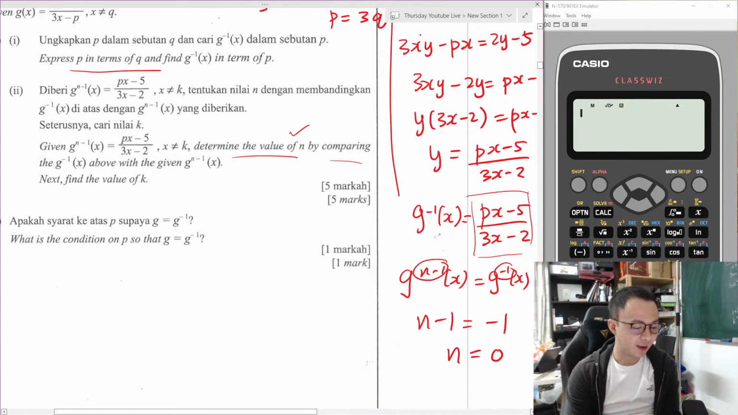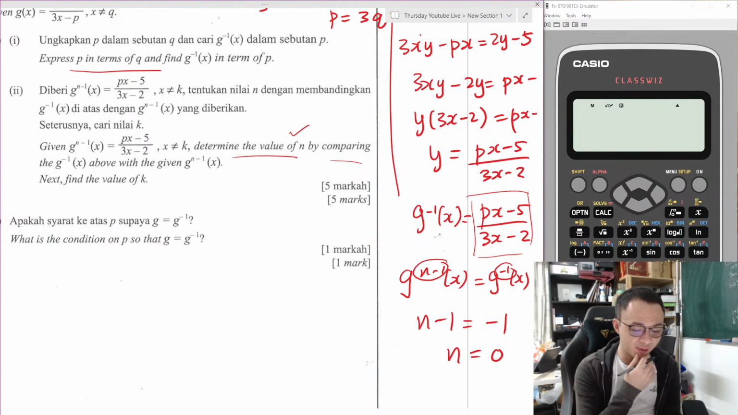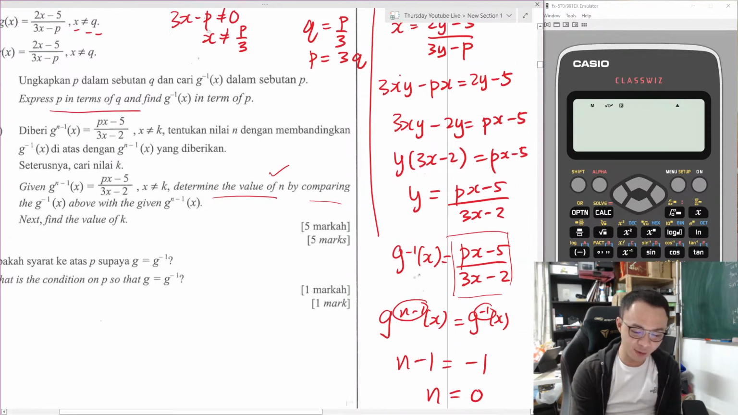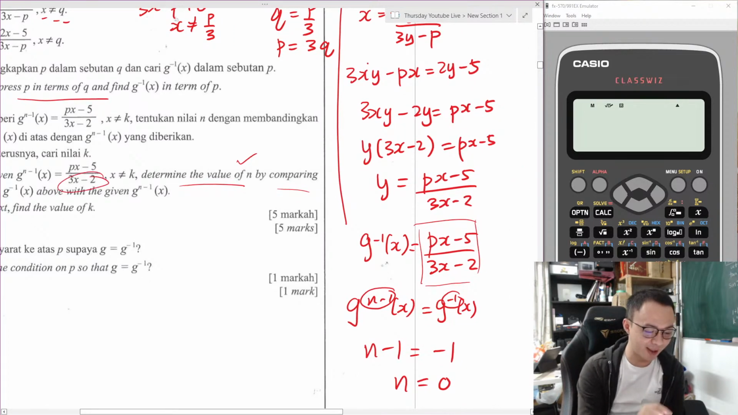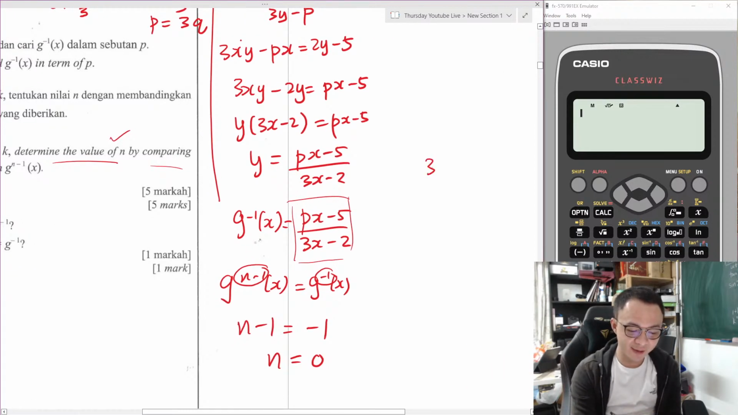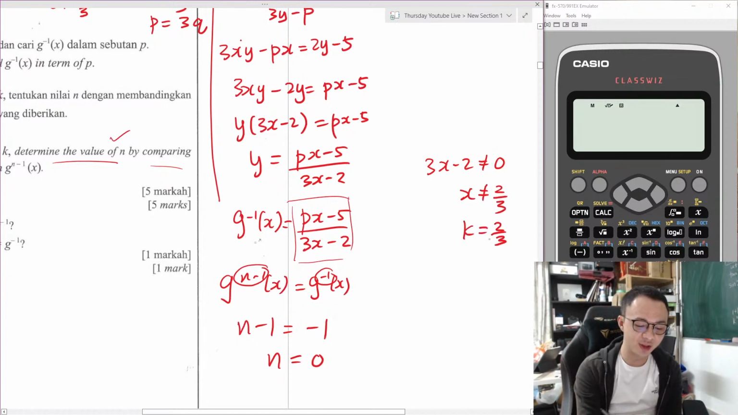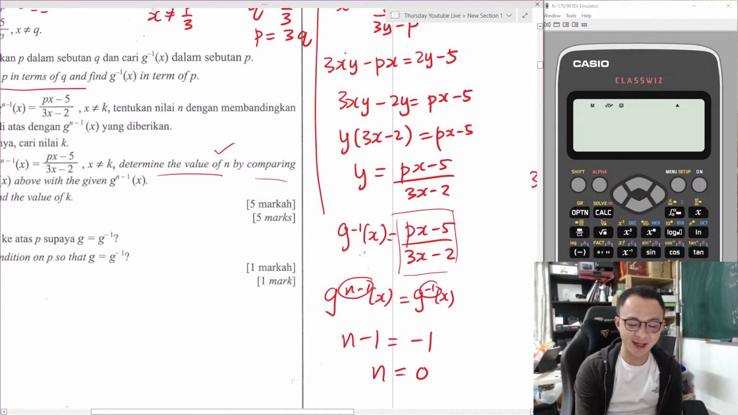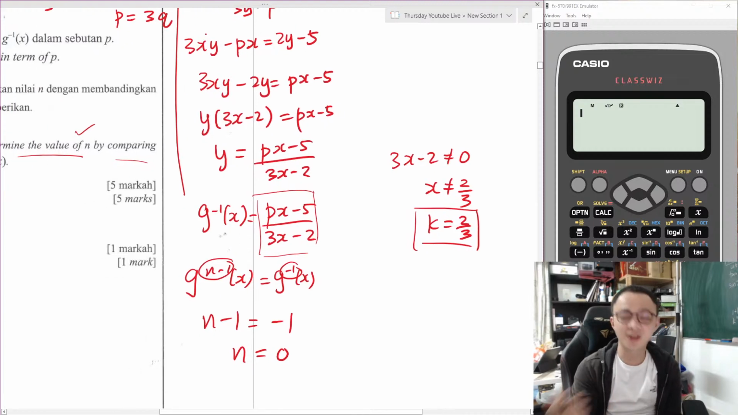Comparing with the g inverse above, find the value of k. The question asks me to find the value of k. x cannot equal k. Since the denominator is 3x minus 2, then I know 3x minus 2 cannot equal 0, then x cannot equal 2 over 3, so k equals 2 over 3. Over there they say x cannot equal k, and here x cannot equal 2 over 3. By comparing that, you definitely know that k equals 2 over 3.